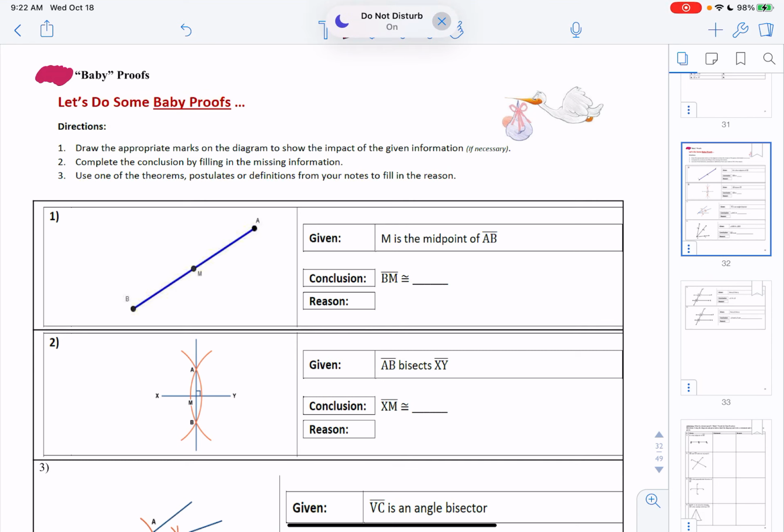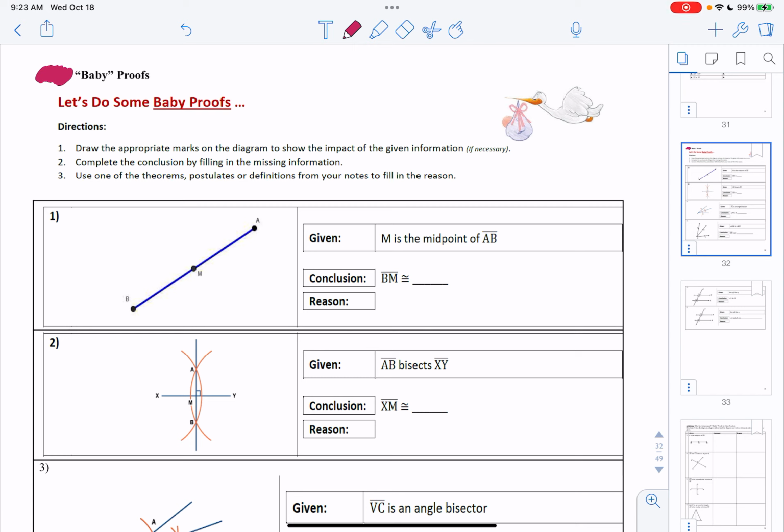Hello everyone. Today we're going to talk about baby proofs. So in order to do baby proofs, these are a couple of the steps that we should follow. Draw the appropriate marks on the diagram, meaning label it with the given information, complete a conclusion, and use a theorem or postulate when you are writing the reason for it. So let's talk about it.